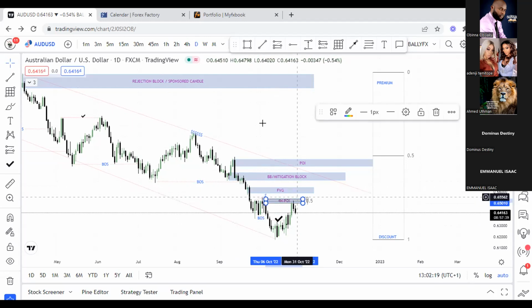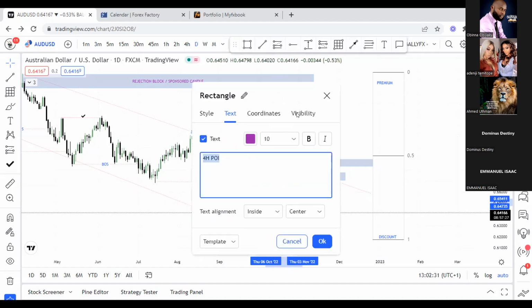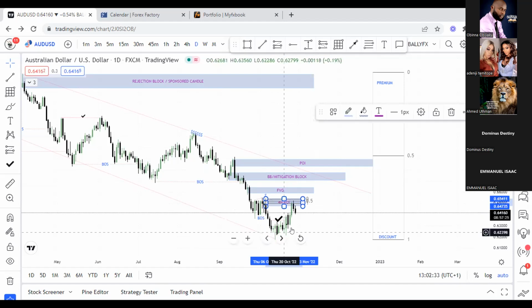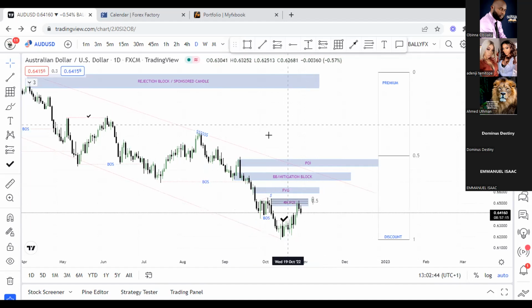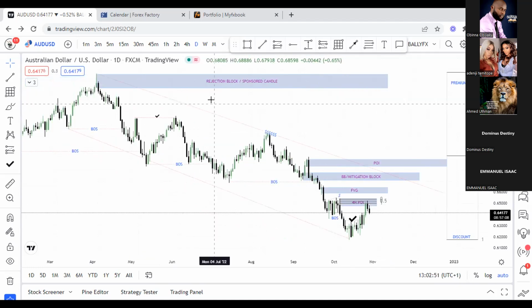Like this 4-hour zone, this order block here, this rejection zone that we have here, price has retested the 50% of the array and it's coming down. So I would want price to come down and take out all this liquidity that we have here and go back up to feed this fair value gap and continue the bearish structure. That's what I'm awaiting. This was the sponsored candle and the rejection zone that led to the downward movement of this chart. Thank you. That's what I have.